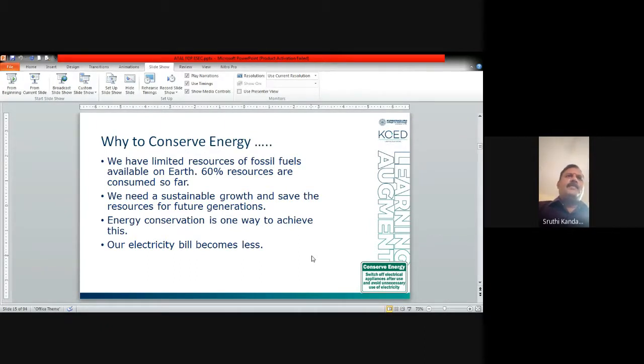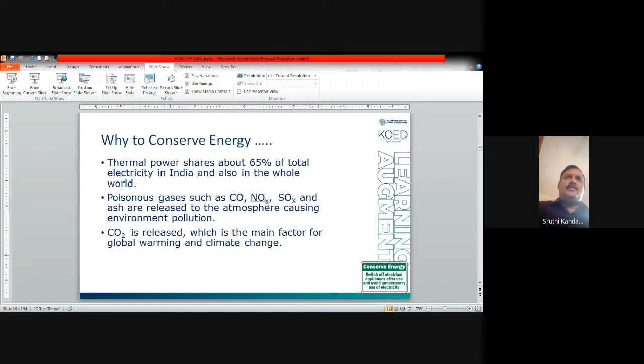Why can we conserve the energy? We have limited resources, already I explained. In the available earth, 60% of the fossil fuels are utilized. We need sustainable growth and to save the resources for future generations. Energy conservation is one way to achieve this. Our electricity bill becomes less. The thermal plant shares about 65% of total electricity, not 65, it is 55%.